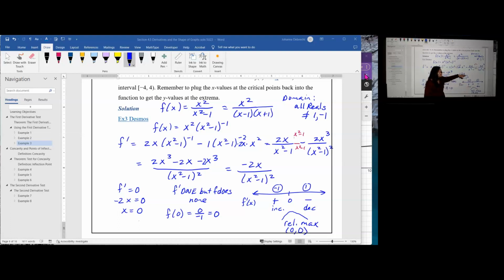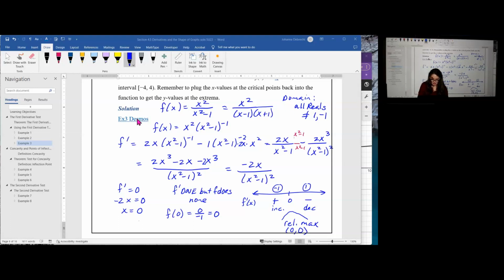When I substitute 1, I get -2, so I know it's decreasing on the right. It went from increasing to decreasing, so I must have a relative maximum at x equals 0. To get the y value, I substitute it into the function, not the derivative. And this gave me the ordered pair 0, 0, where I have a relative maximum.